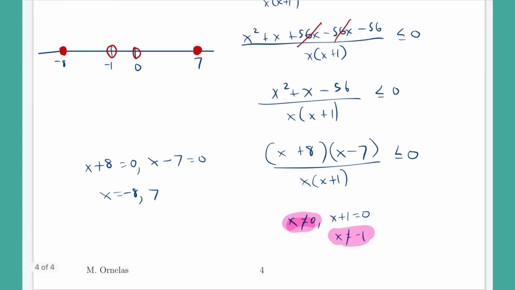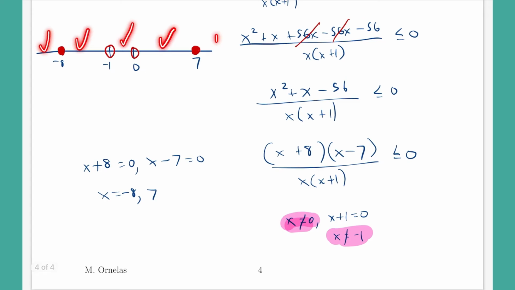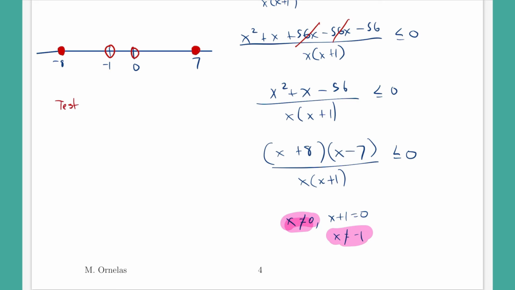All right, so same as before, you got to test this interval, this. So there's 1, 2, 3, 4, 5 intervals to check. So it is kind of a lot of work, but let's choose our values that we want to test. So I will test negative 9. I will test negative 2. I will test negative 1/2. Unfortunately, we have to go with the fraction because of this. And then we can choose 1, and finally 8.